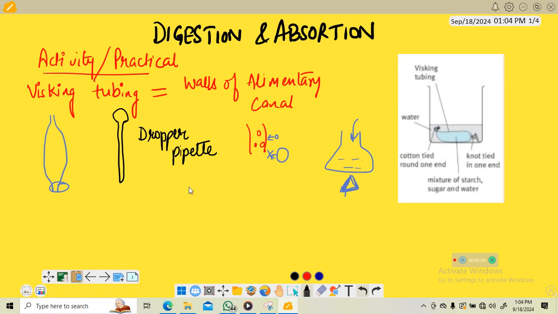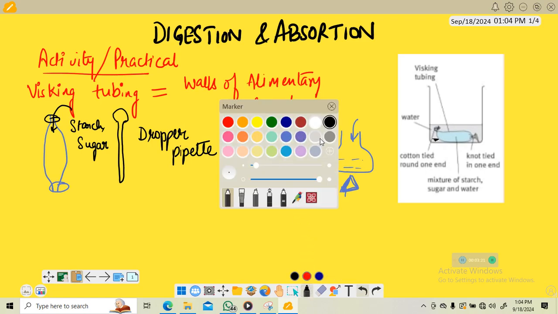First we'll fill this Visking tube with the help of the dropper pipette, pouring in starch solution and then sugar solution. After that we'll tie it and then rinse the tubing in water, as shown here, so that any leftover starch or sugar is rinsed out.